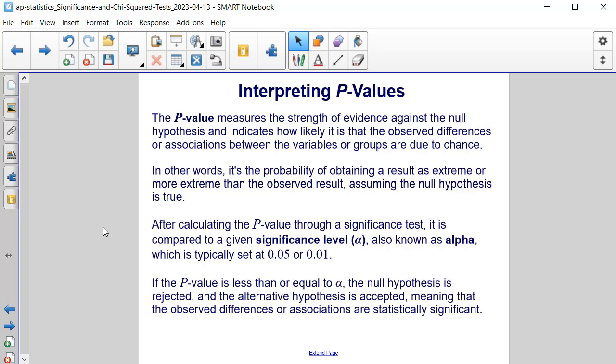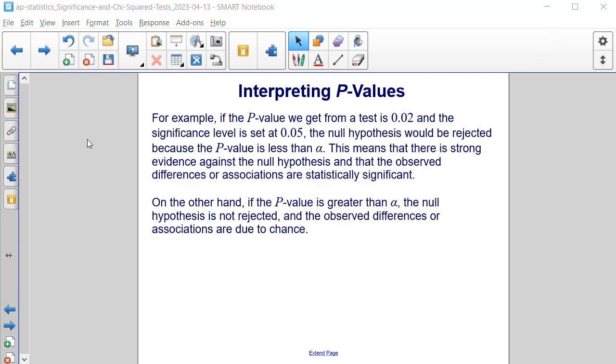After calculating the p-value through a significance test, it is compared to a given significance level, also known as alpha, and that's the Greek letter alpha, which is typically set at 0.05 or 5%, or 0.01 or 1%. If the p-value is less than or equal to alpha, the null hypothesis is then rejected, and the alternative hypothesis is accepted, meaning that the observed differences or associations are statistically significant.